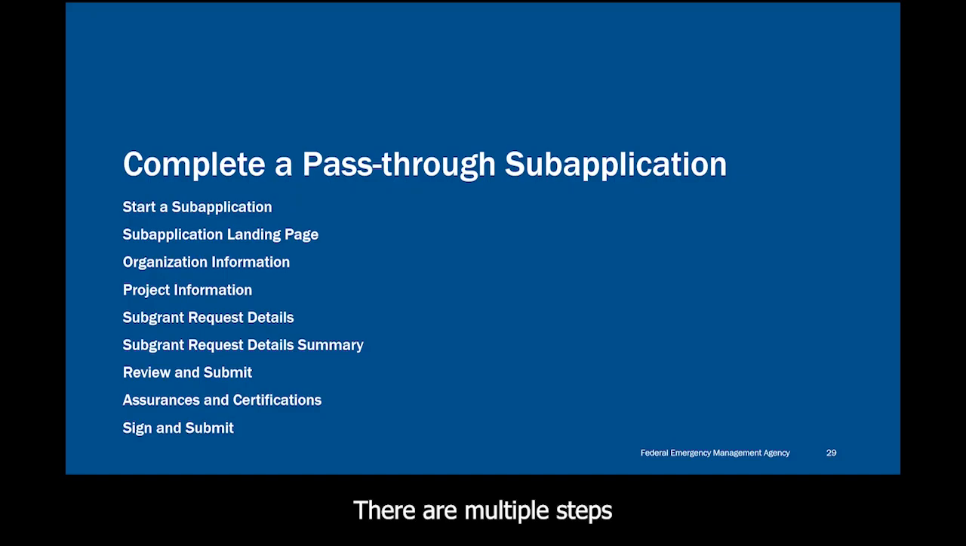There are multiple steps to completing a pass-through sub-application. This section walks through the section links in the left navigation panel to start and complete a sub-application, including Start a Sub-application, Sub-application Landing Page, Organization Information, Project Information, Subgrant Request Details, Subgrant Request Details Summary, Review and Submit, Assurances and Certifications, and Sign and Submit.